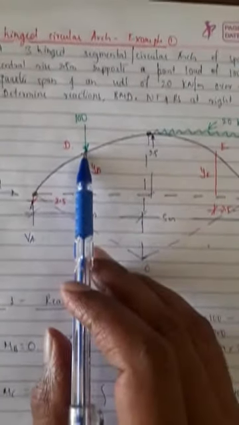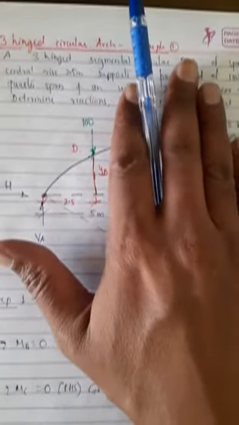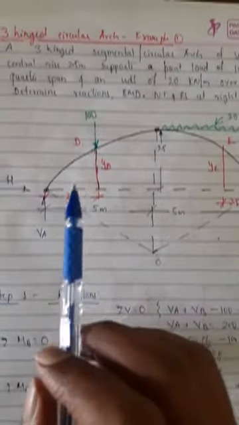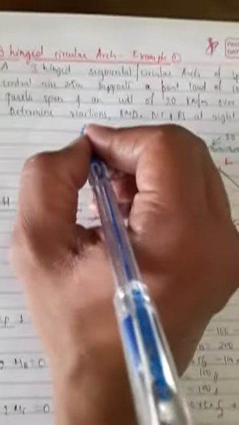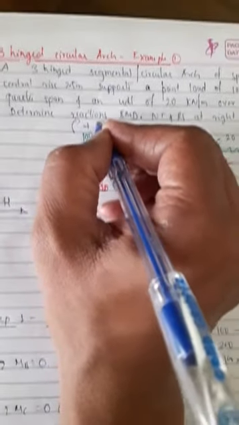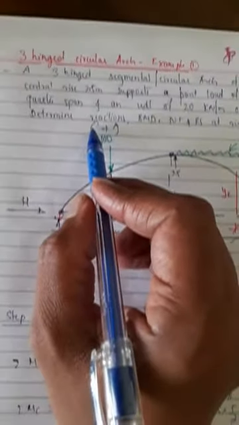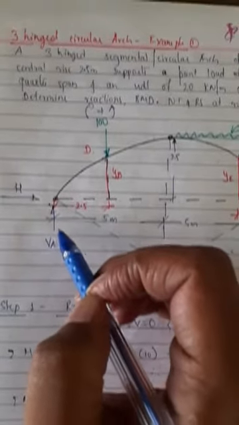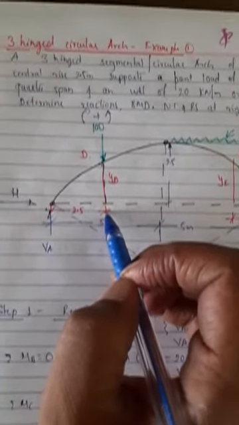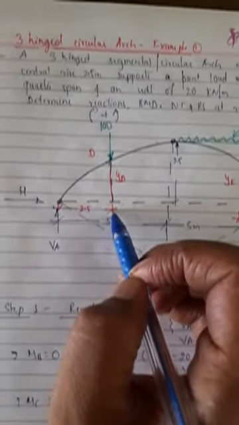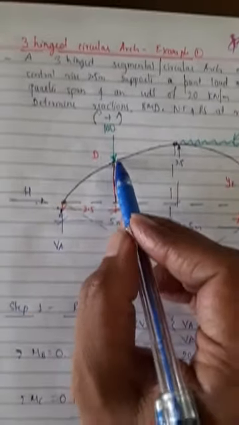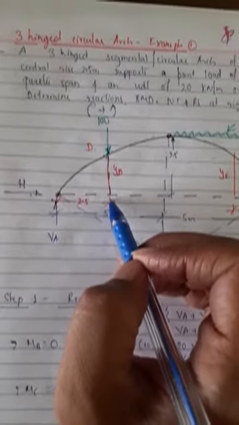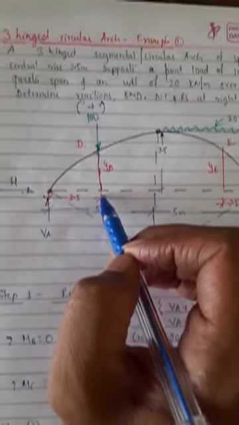When I am going to find moment at D, forget this part of the arch. Consider only the arch between A and D. So loads acting here on left hand side. This is my sign convention. On left hand side clockwise is positive. So VA into perpendicular distance 2.5 minus H into YD. This is the perpendicular distance, and I need to find YD by using Rice equation.